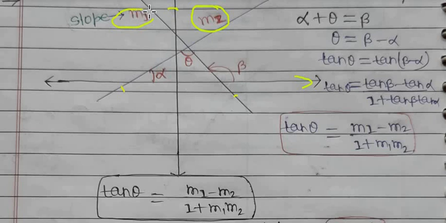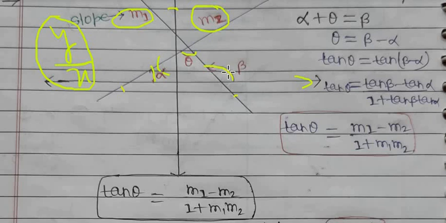Basically the slope is equal to the change in y by change in x, which is perpendicular by base, and in trigonometry some of you know very well that this is tan theta. So basically slope is equal to tan theta. The angle of this line from the x-axis is alpha and this one is beta, and suppose this is the exterior angle, and this is theta, which is the angle between the two lines having slopes m1 and m2.